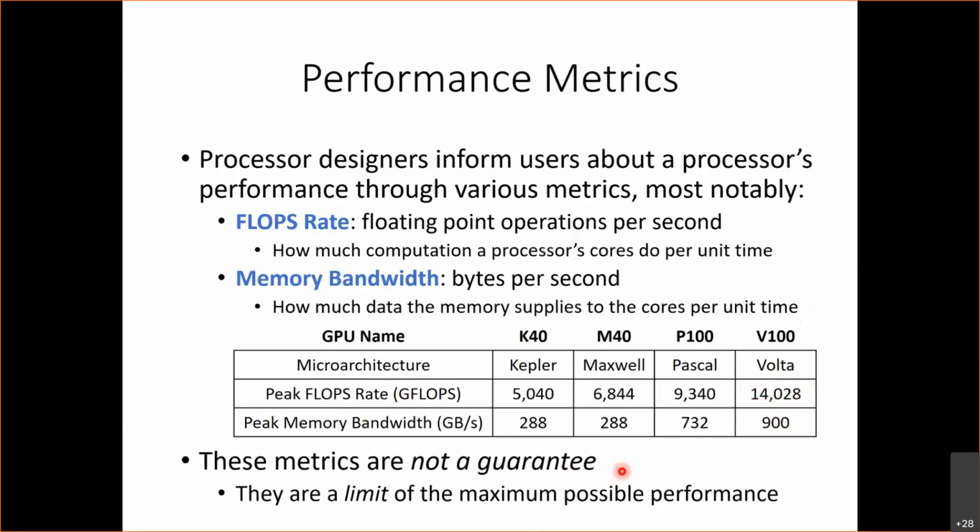But they do serve as good proxies for how powerful a processor is, and they also serve as a good reference for you to compare the performance of your code to see whether you've reached close to these peaks or if you're very far away from them. That usually gives you an idea on where you stand in terms of the potential performance that your code can get. Okay. Any questions about these two metrics? Are they clear?